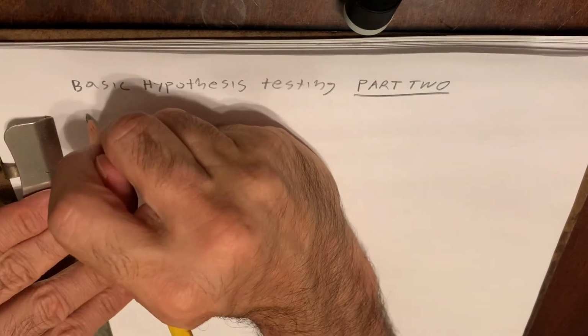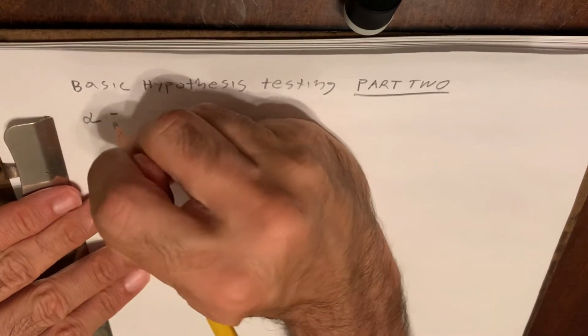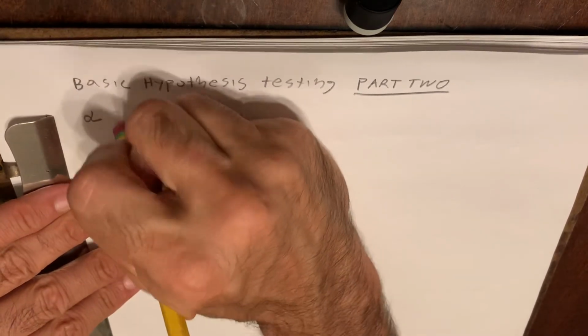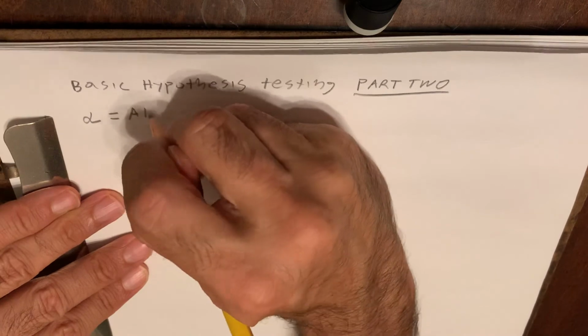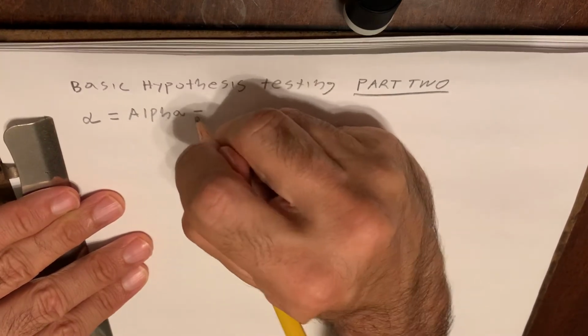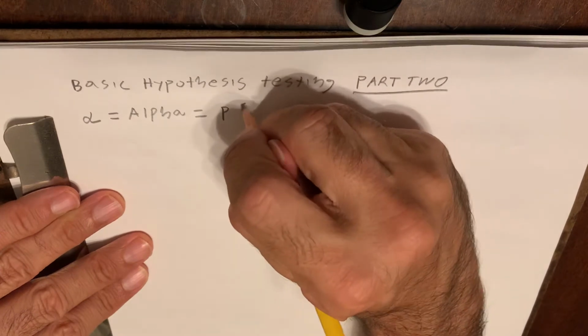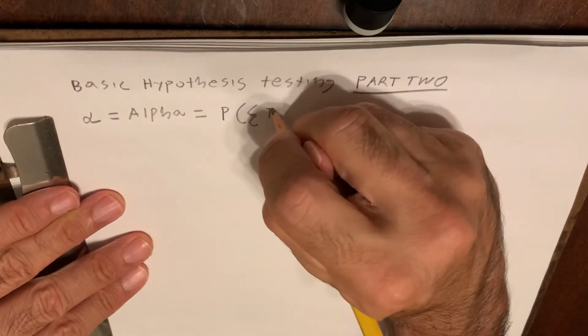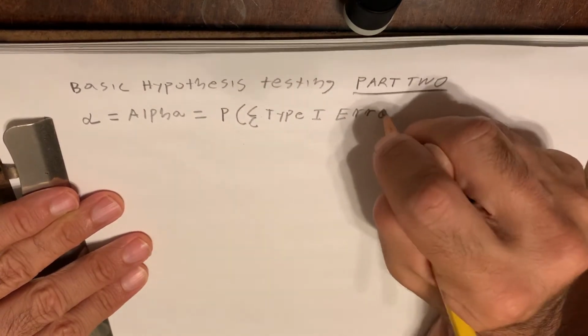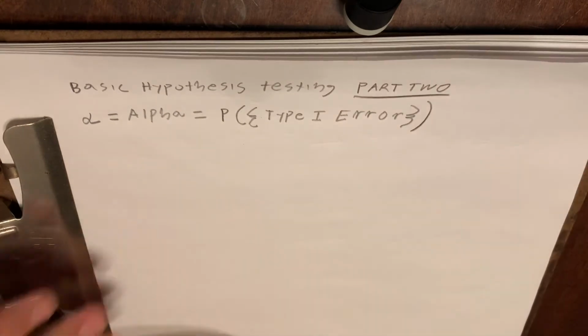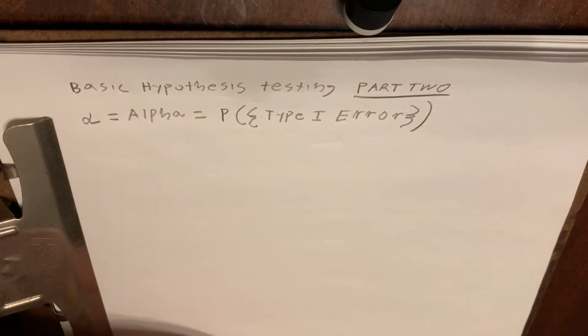One idea is that you need to know that alpha, and this is a Greek letter alpha. Some of my students, when I write this on the board, think it's a 2. This is a Greek letter alpha. And alpha is the probability of committing a type 1 error. And if you recall from the last video, a type 1 error is the event of rejecting the null hypothesis when the null hypothesis is true.